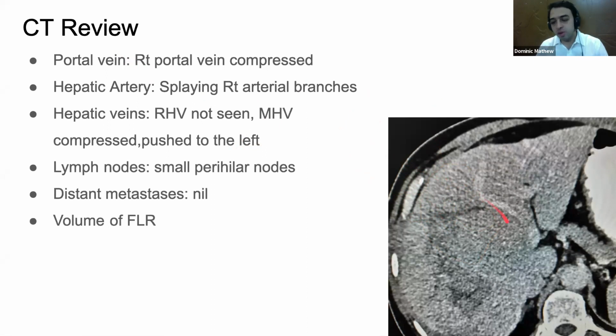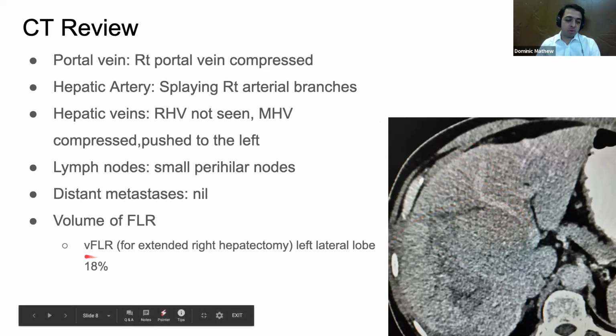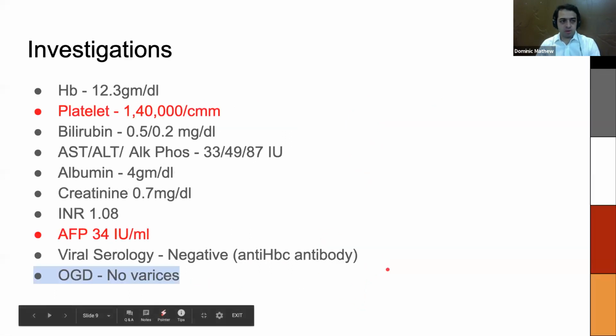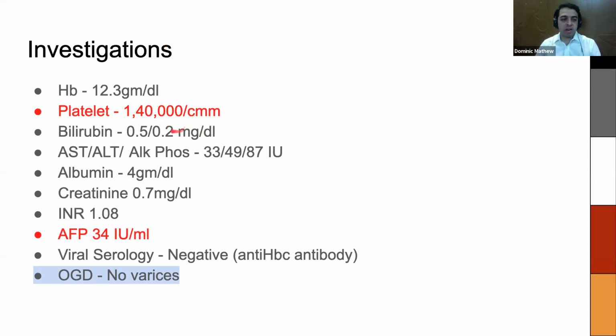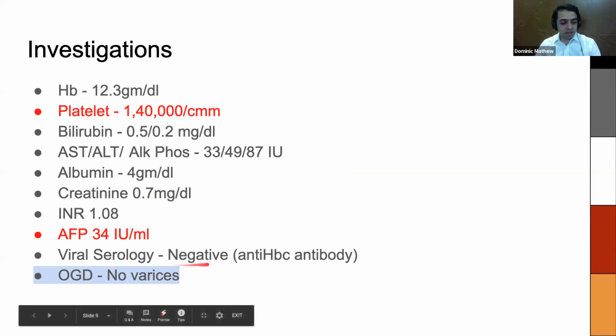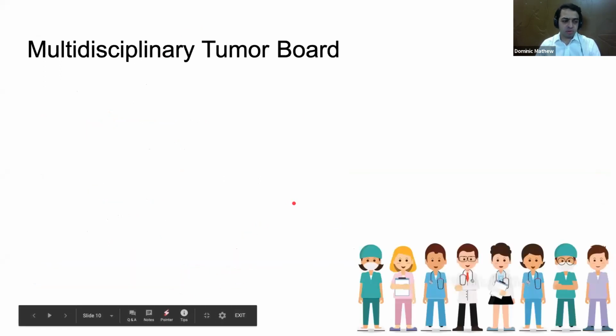And we calculated an FLR that might come about if we were to do a right extended hepatectomy. And this came to a very small 18%. That is the left lateral lobe. So he was investigated in our hospital. The platelets were borderline low, 1,40,000. AFP was 34. Otherwise, the liver function was normal, as was the INR. Viral serology was negative. OGD was done and no varices were noted.